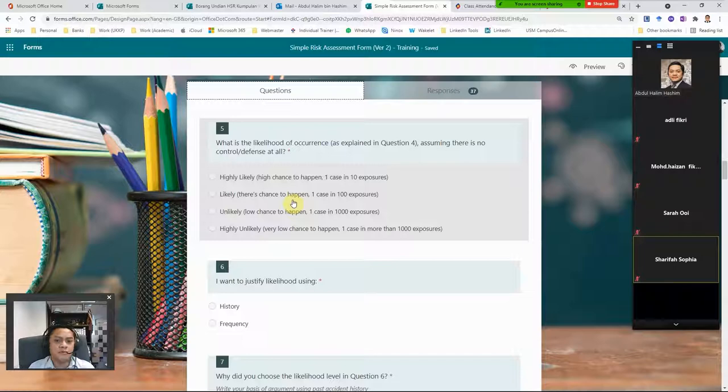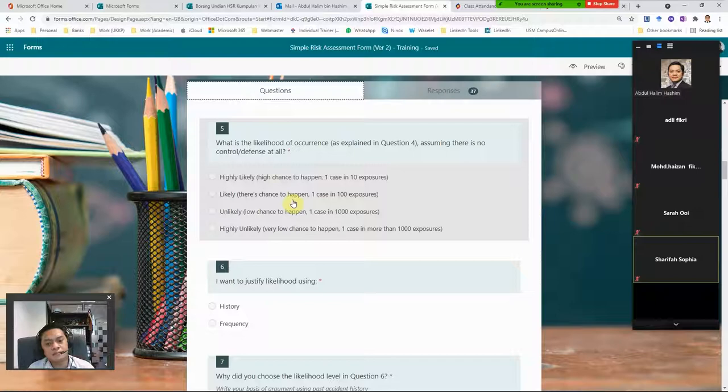If that machine is the machine that can cut raw chicken at the market, for example, you have to look at how they do it. How close is their hand to the part that can cut? And how often do they do it? And you can look at the history of whether it happened before or not. So that's why in question 6, I ask you, you want to justify using which aspect? Is it the history of accidents or the frequency of contact?